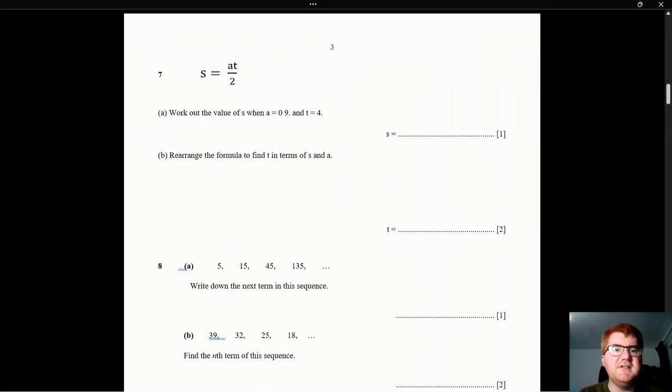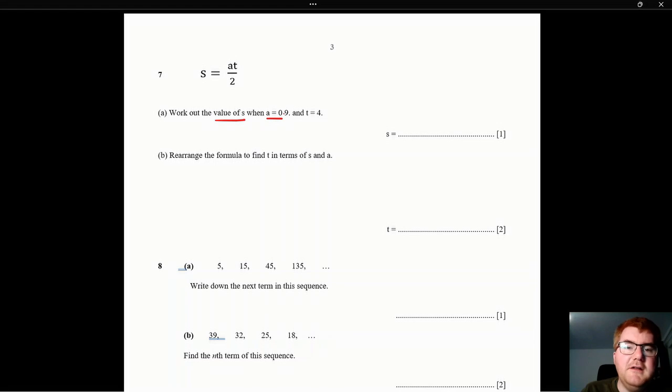On to question 7 here. So we've got some algebra skills, which is very common on the paper 2. So we have a formula, and we need to work out the value of S when A is 0.9, that should be a 0.9, and T is equal to 4. So all we do is wherever we see an A, we're going to put a 0.9. Wherever we see a T, we're going to put a 4.